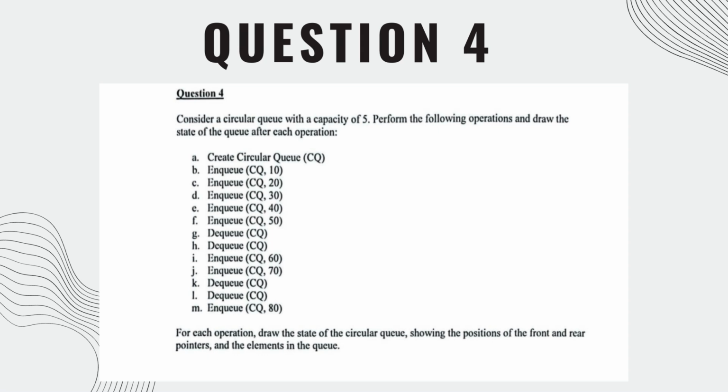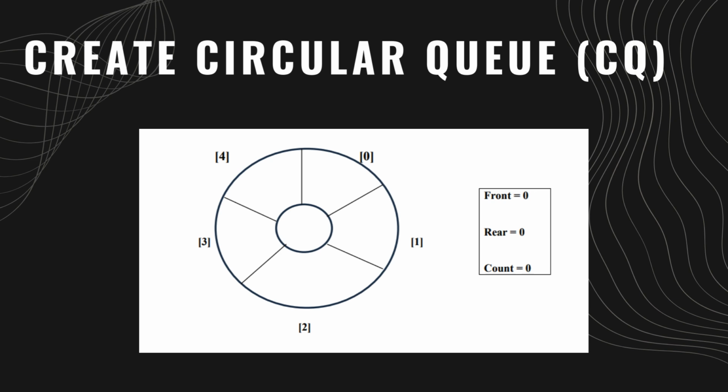Okay, so we'll continue with question 4. Question 4 is consider a circular queue with a capacity of 5. Perform the following operation and draw the state of the queue of each operation. So they asked to create a circular queue. This is a circular queue with empty values in the circular. Front, rear, count would remain 0 since there's no value added or deleted.